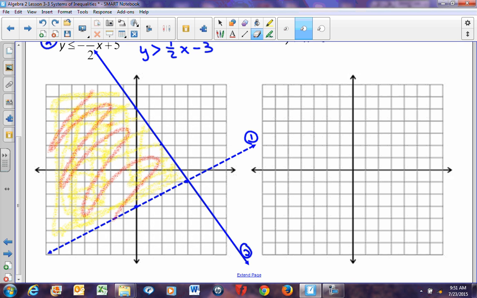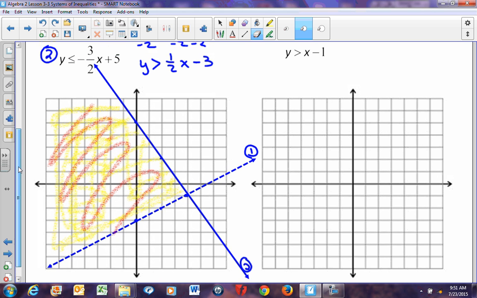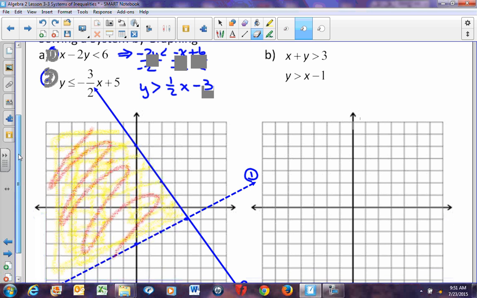A lot of times I do this by drawing little arrows so that I only have to shade once versus shading twice, because shading twice gets messy, and sometimes it's really hard to read. I would highly suggest you don't shade with ink in case you make a mistake, because it's really hard to erase ink. A pencil is fine. All right, let's take a look at the second one.